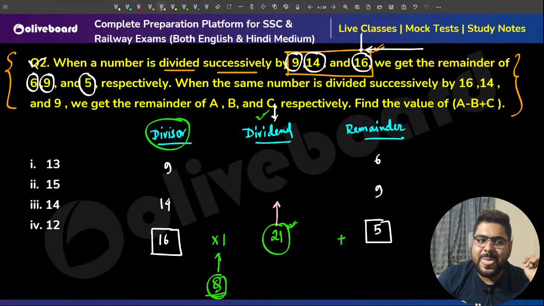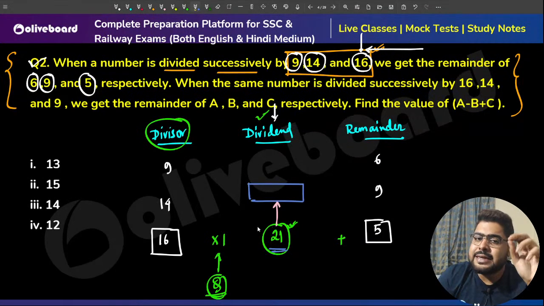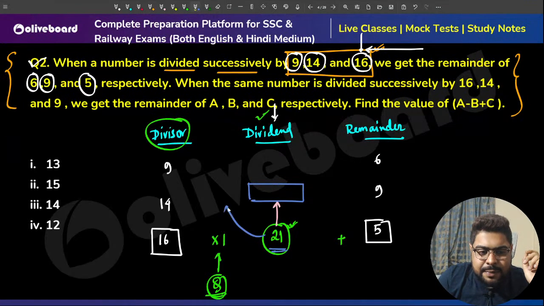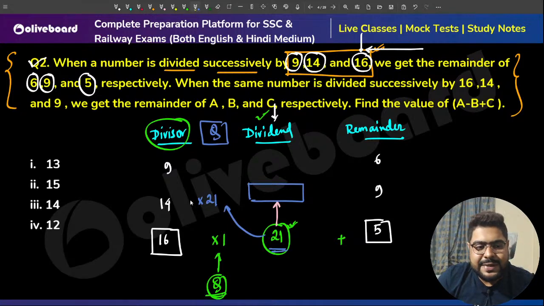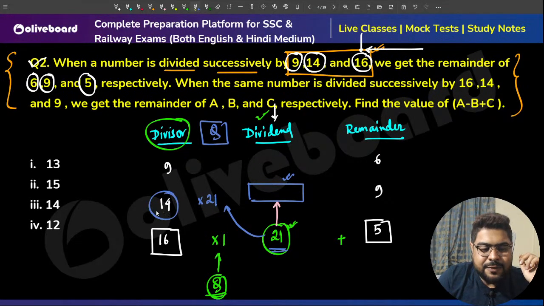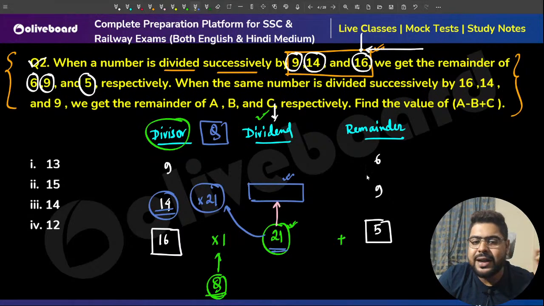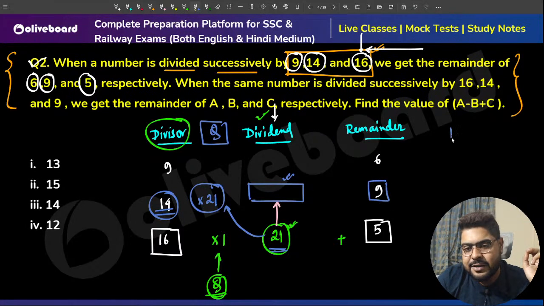Next. So that means the next dividend will be what? Now, please understand, as I told, this will become your next quotient. So now this dividend will be 14 into 21 plus 9.